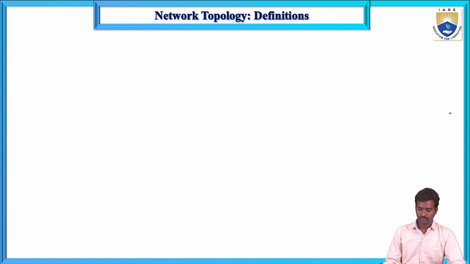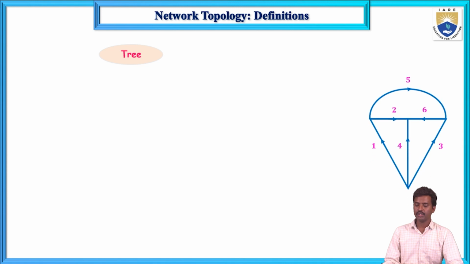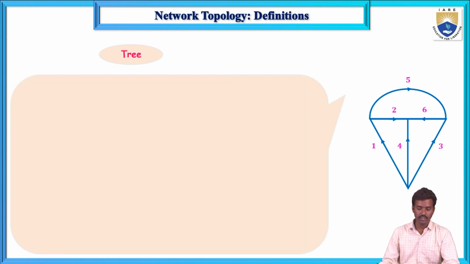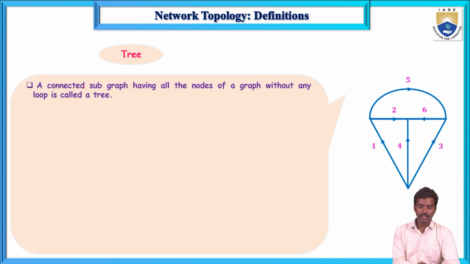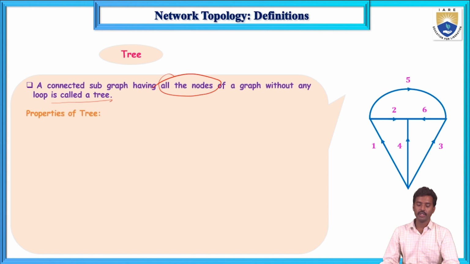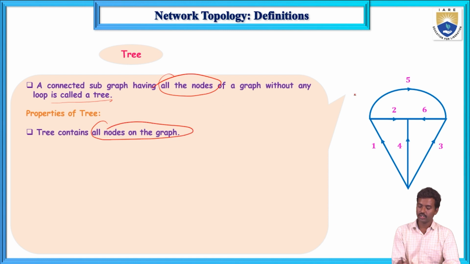Tree means without a closed path, and it must contain all nodes. So that is the definition. If you see the definition, a connected subgraph having all nodes. A tree consists of all nodes without any closed path. So the tree properties: first, it contains all nodes of the graph. So A, B, C and D. Here it consists of all nodes.